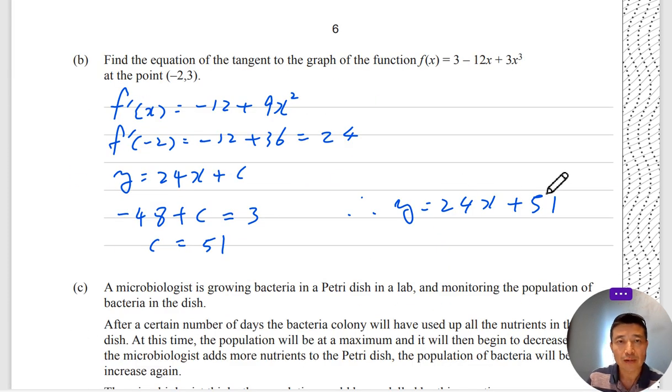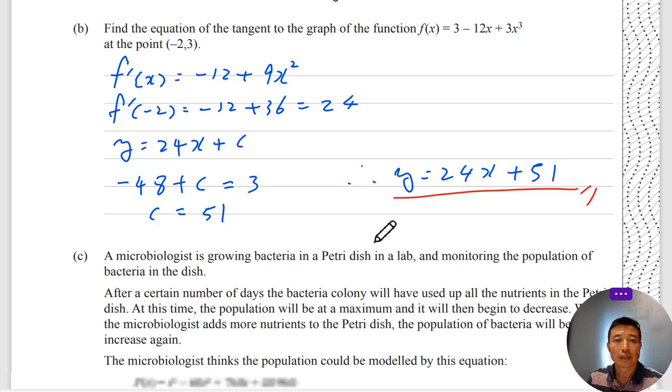Question B: find the equation of the tangent to the graph of the function f of x at the point negative 2, 3. So obviously you have to find the gradient. So f prime x is that, and when you plug in negative 2, you get 24. Unusually really sharp tangent, isn't it? y equals 24x plus c. To find the c, you have to plug in negative 2, 3. Turns out 51. So the equation of tangent is this.